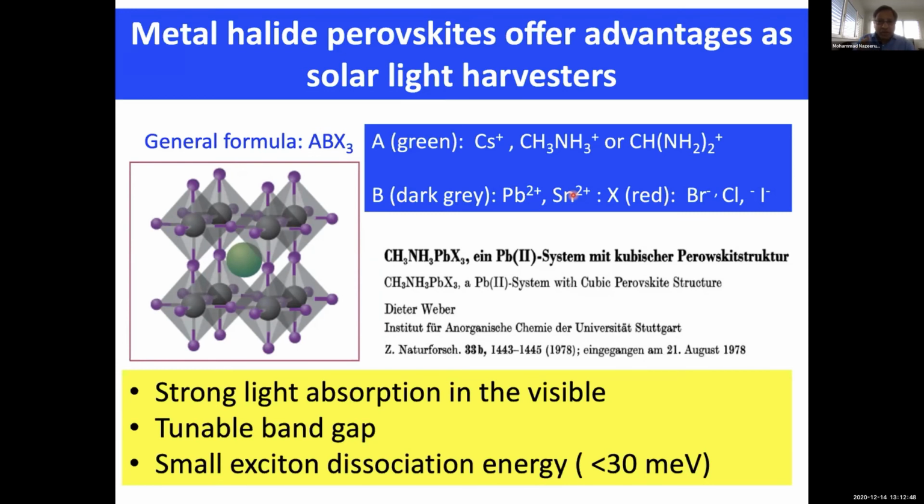Another very important property of this material is a small exciton dissociation energy. What is this property? Well, if you look at any absorbing material, when you shine light, the absorbing material takes this photon and creates charges, positive and negative charges.